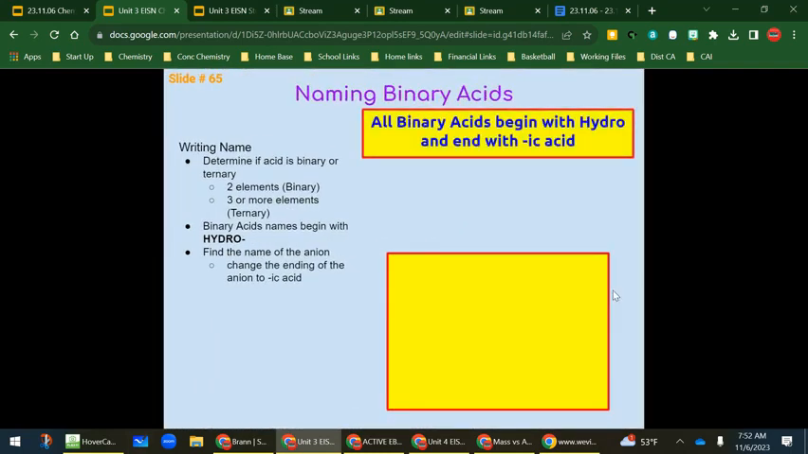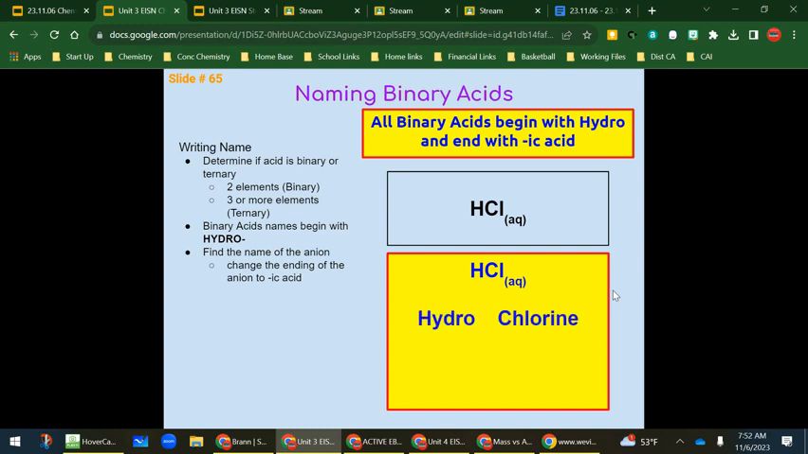All right. So all binary acids begin with the name hydro, and they all end with ic acid. So instead of ending in ide, they're going to end with ic acid. So H and Cl, we begin our name with hydro. We have chlorine in there. We drop the ending of chlorine and it becomes an ic acid. So it becomes hydrochloric acid. That is where the name comes from, ladies and gentlemen.